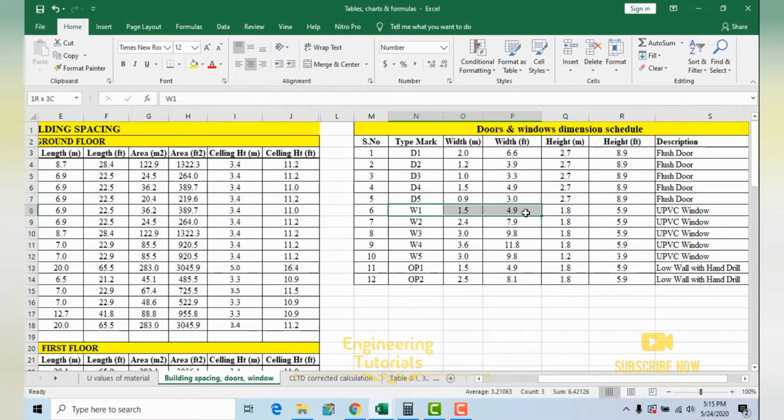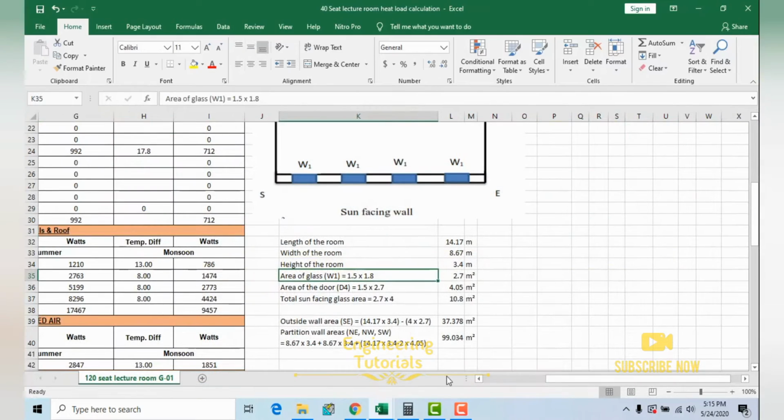So W1 window width is 1.5 and height is 1.8. So width is 1.5 and height is 1.8. Area is 2.7 square meter. This is for one glass. So we have 4 glass, need to multiply with the 4.